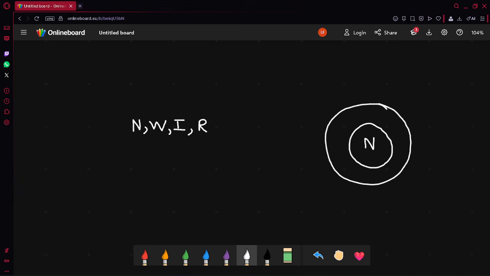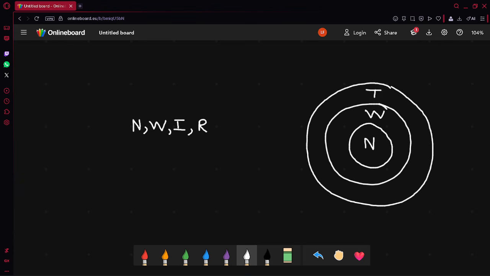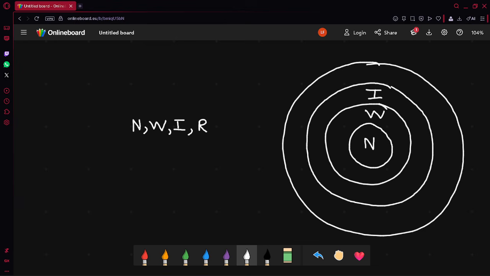Whole numbers are natural numbers including zero. Integers include negative numbers. Real numbers include irrational numbers, decimals, everything. Now, what is a complex number? A complex number is the superset of all of these sets.